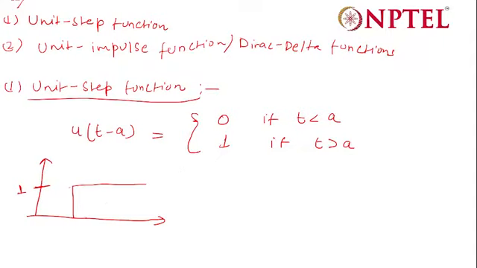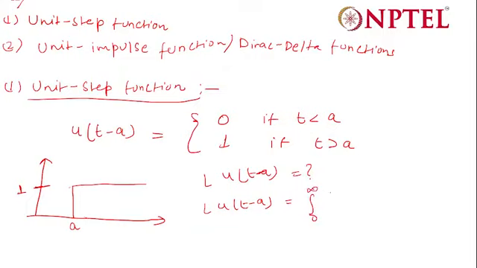See, how have I written this? This is your a. When your time t is less than a, your function value is 0. There is no function value. Then when your time is greater than a, your function value is 1. This is your unit step function. Sometimes they directly ask you the Laplace transform of the unit step function. What will it be? So we will solve this.